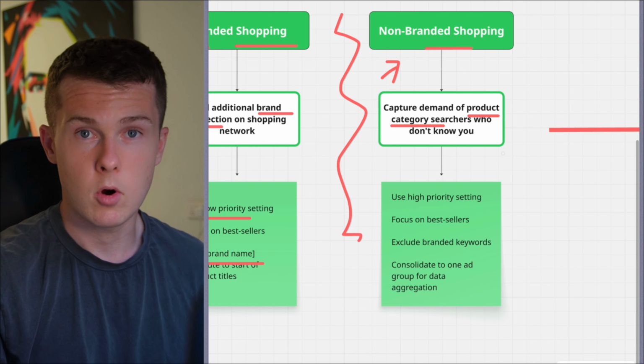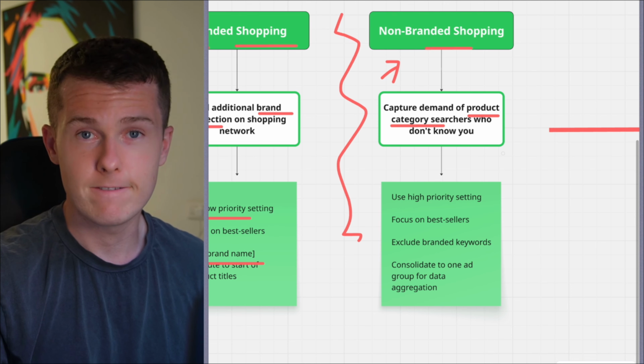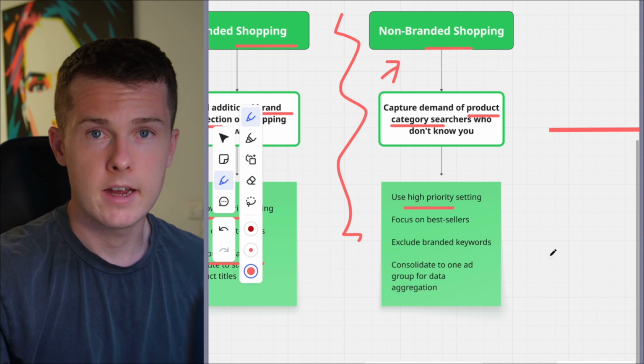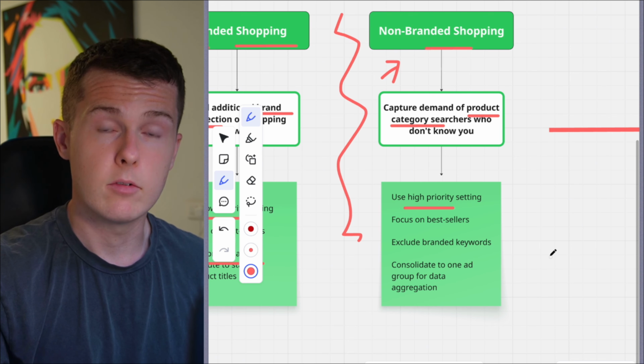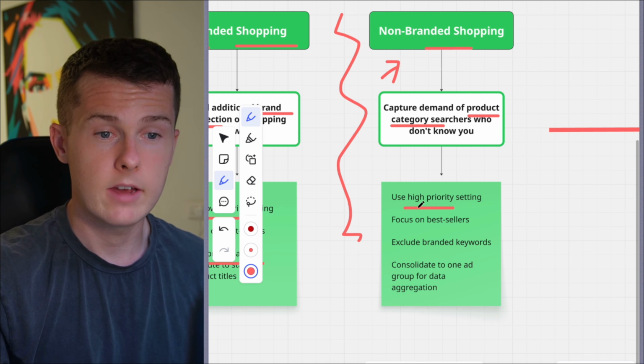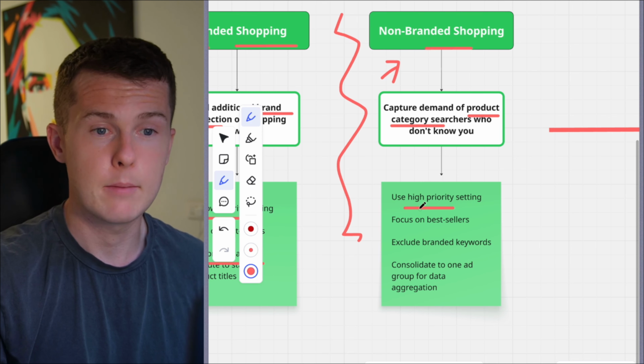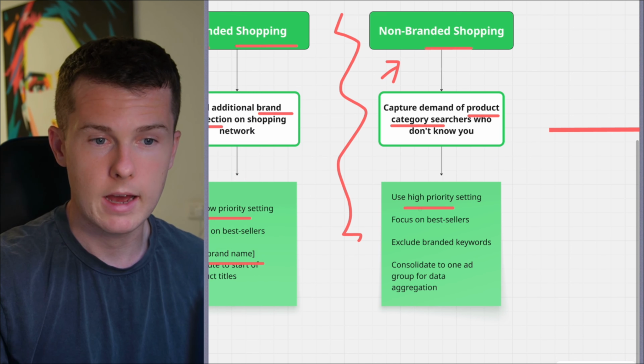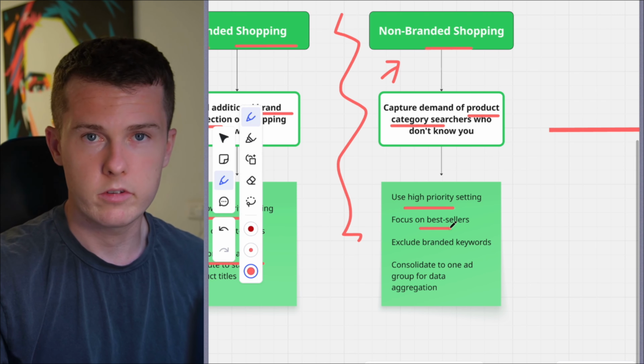So this is really important. It's your first step in finding customers for your business that otherwise would not have found you. Like I said, instead of low priority setting like we have in branded search, we want to have a high priority setting with this campaign type. So by default, all queries will flow through this shopping campaign. Again, starting off, you're going to focus on your best sellers.